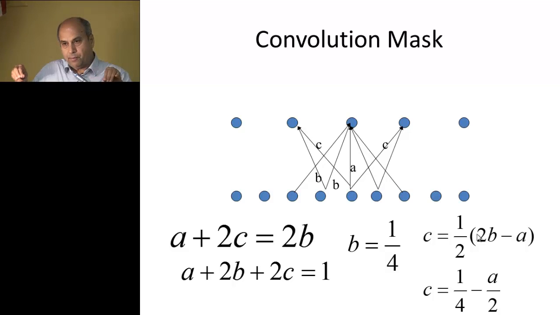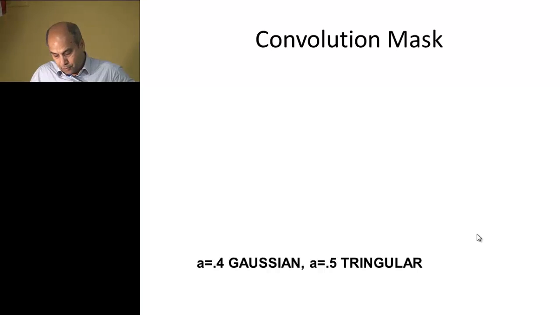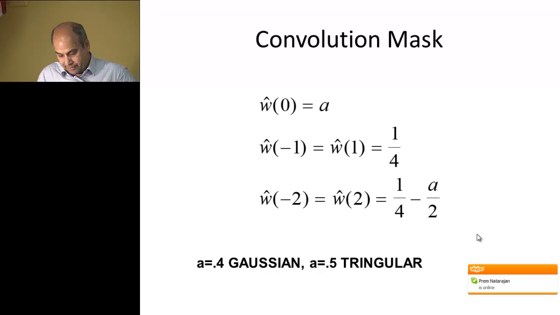So therefore, in this whole mask, you only have to define a. If you know a, we can define c, and b is already 1/4, and we are done. So that's what we are going to do. Now if a is 0.4, then it will look like a Gaussian.